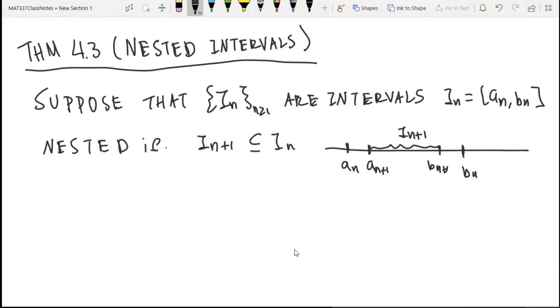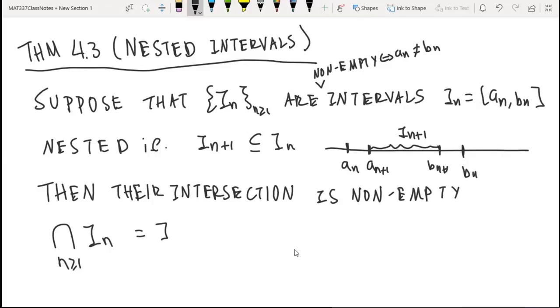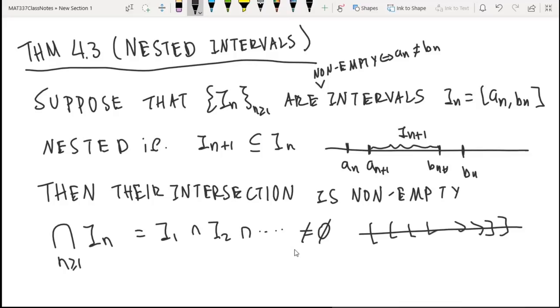Right, and they're non-empty. Let me write this. Non-empty just means a_n is not b_n. Then if you intersect them, their intersection is not empty, meaning I_1 intersect I_2 intersect and so on is not empty. So you have all these intervals, and then as you keep going, there's a limit. Not empty.